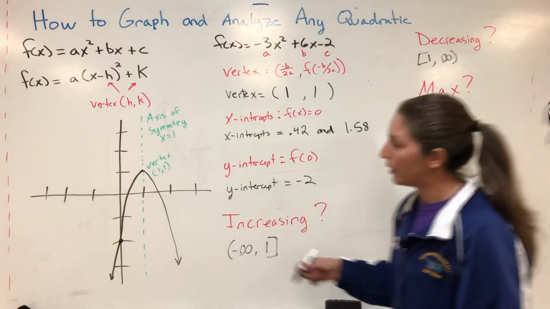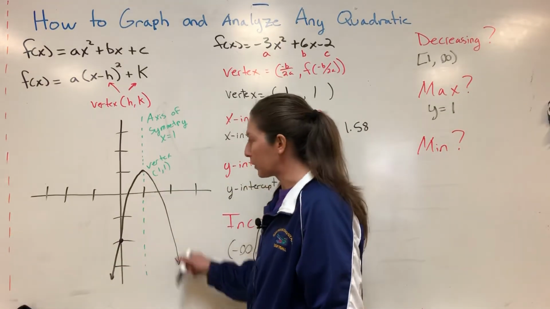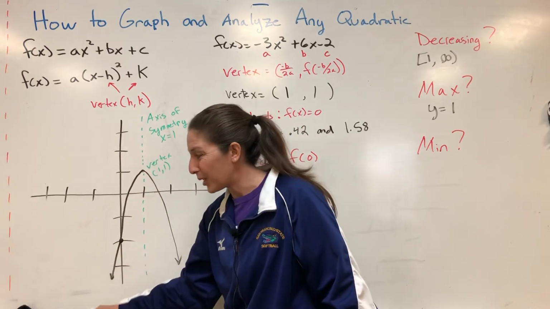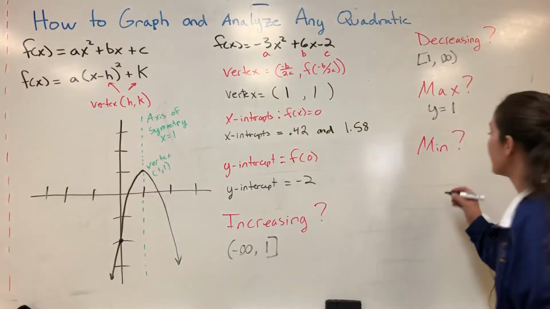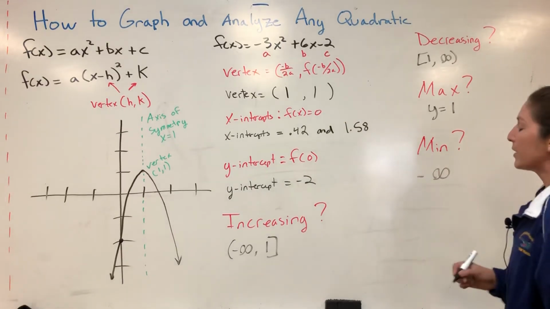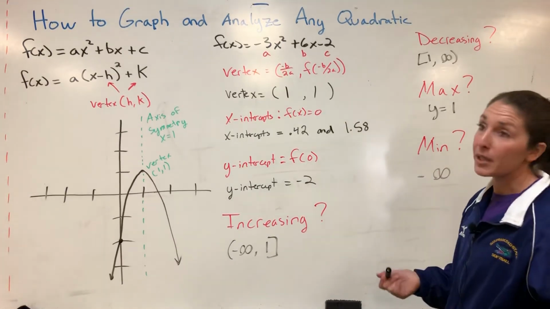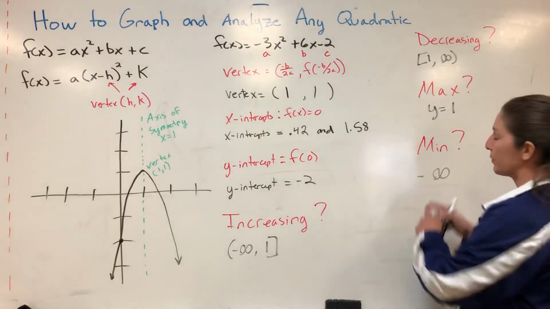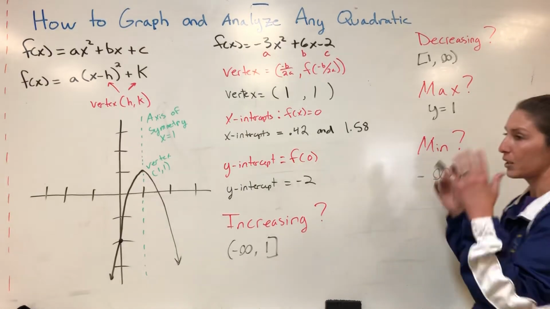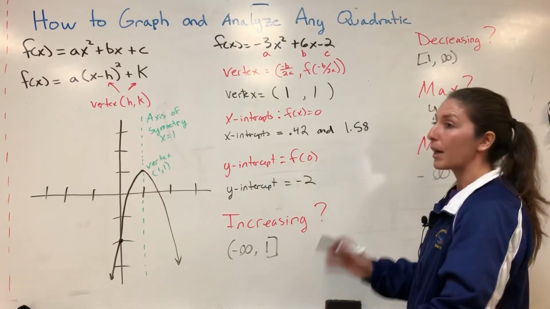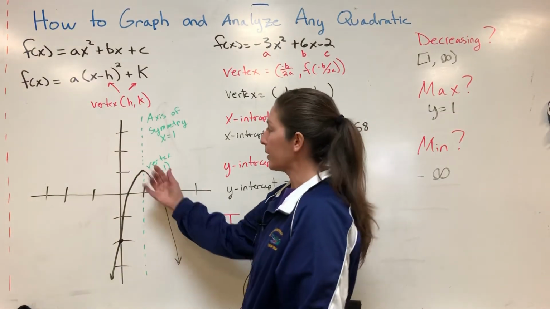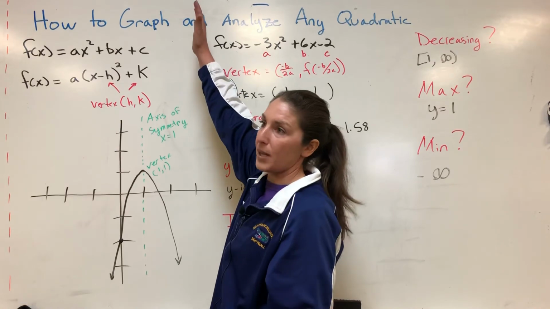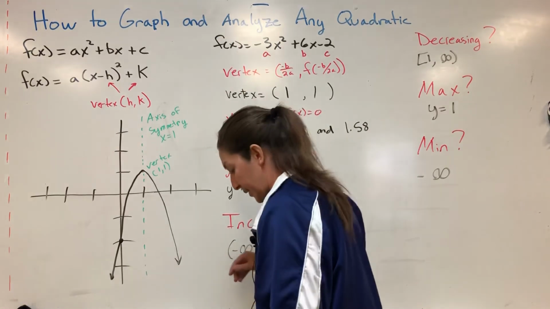My min, well, those arrows go forever. So I'm going to go forever in the negative direction. Some people will say we don't have a min, but it just goes to negative infinity, so we never actually get there. The min is negative infinity. We don't have a minimum. It goes down forever. Now, if this was facing the opposite way, then we wouldn't have a max, because our max would be positive infinity. It'd be going on forever in that direction.